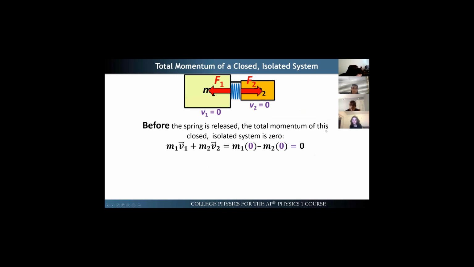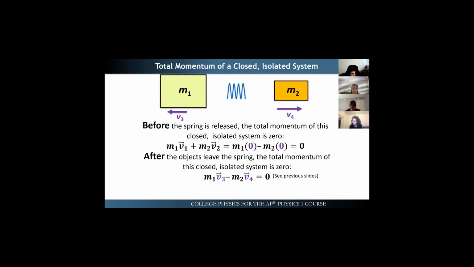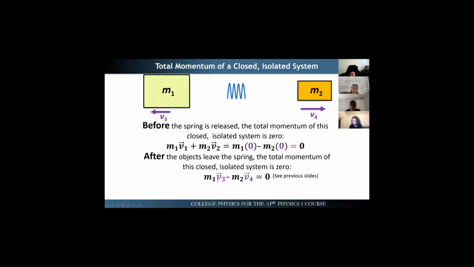If we think about the scenario before the spring is released, using this equation, our before and after picture, if we think of the momentum of the lime green block and the momentum of the orange block on the right, they started at rest, so they both had 0 velocity. So before the spring's released, they have 0 momentum. They have inertia because they have mass, but they have no velocity, so 0 momentum. But after the spring is released and now they're moving with constant velocity, the mass of 1 times its velocity minus the mass of 2 times its velocity would have to equal 0. They have to be equal and opposite.